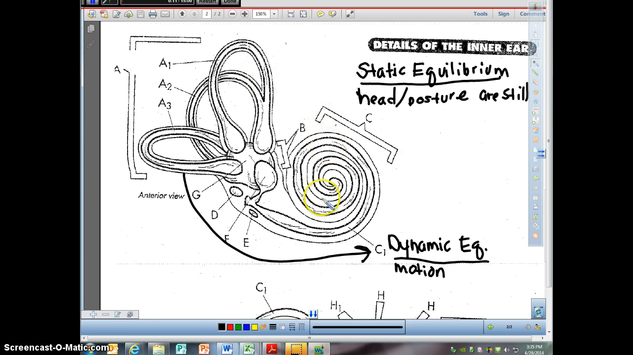So the static equilibrium is actually taking place right in this area. This is called the vestibule. And the vestibule is made up of two parts called the utricle and the saccule, which are these two parts down here. You can see F and G. The utricle is G, which is higher up, and the saccule is F. So it's in this base area here.